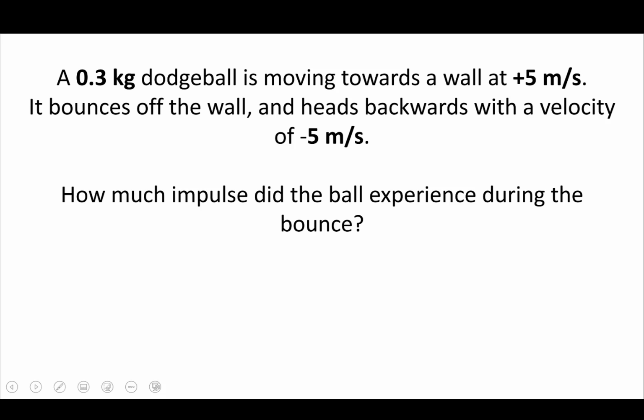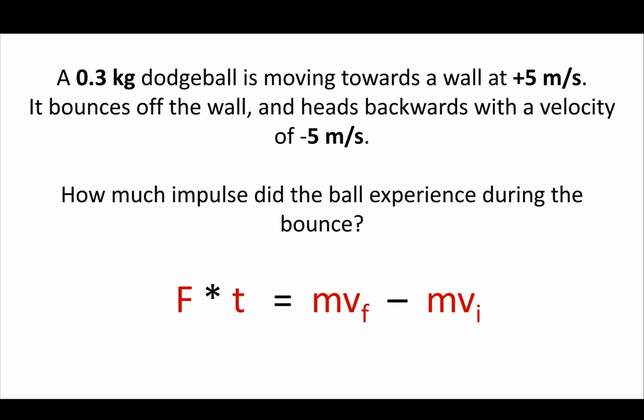Example number 5, I think I have 7 of these. We have a 0.3 kilogram dodgeball moving towards a wall at positive 5 meters per second. So it's moving forwards initially. Then it bounces off the wall and heads backwards with a velocity of negative 5 meters per second. So how much impulse did the ball experience during the bounce?